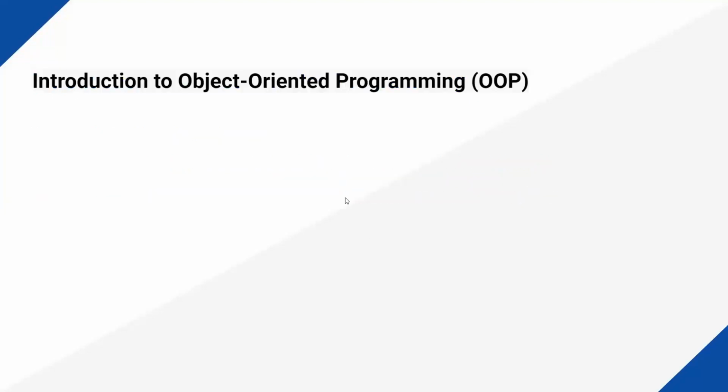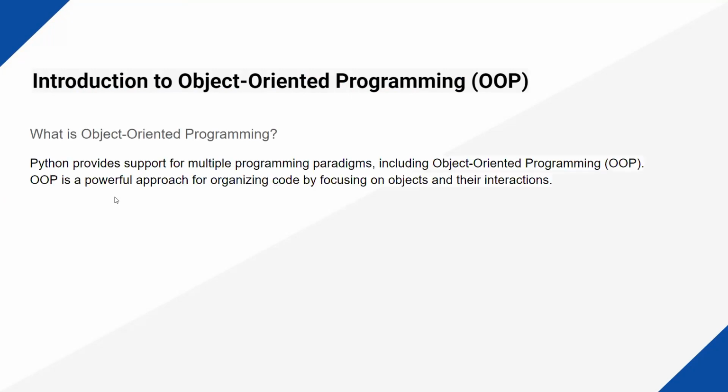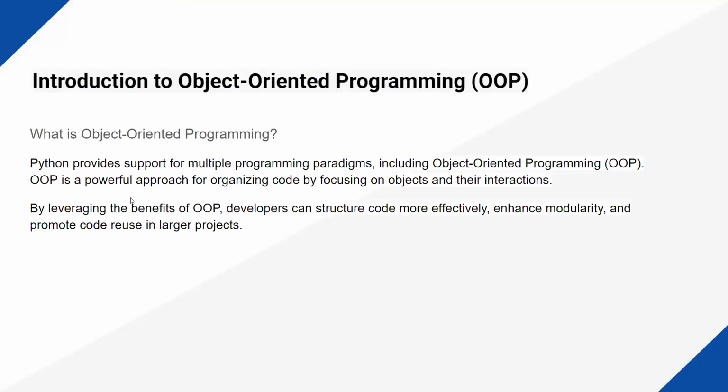First of all, we start the introduction with OOP, why we use OOP and what is the benefit of OOP. Python provides support for multiple programming paradigms, including object-oriented programming. That is a powerful approach for organizing code by focusing on objects and their interaction. By leveraging the benefits of OOP, developers can structure code more effectively, enhance modularity, and promote code reuse in larger projects.